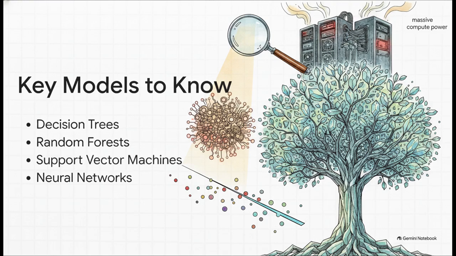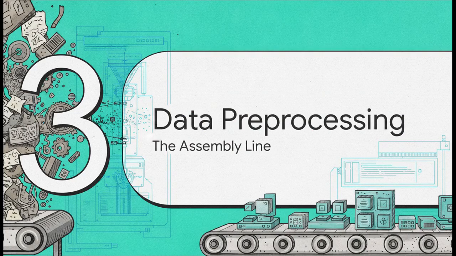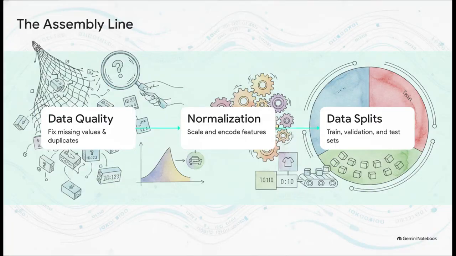All right, Section 3, Data Preprocessing Fundamentals, the assembly line. This is where we enforce the ultimate golden rule of data: garbage in equals garbage out. We have to treat these pipelines like production systems. There are 3 critical sequential steps on this assembly line.